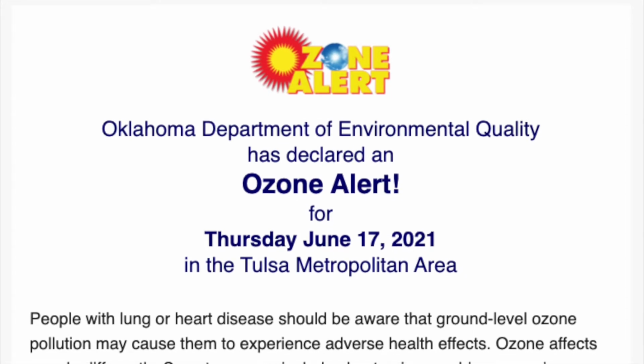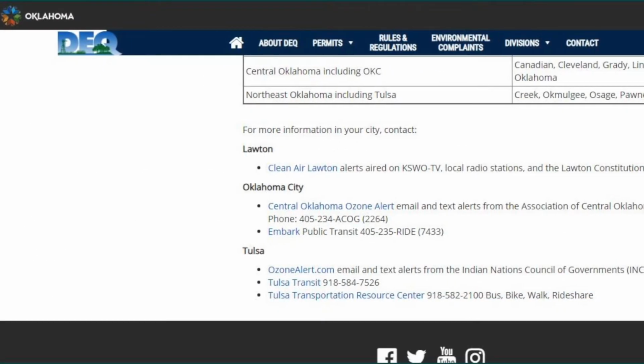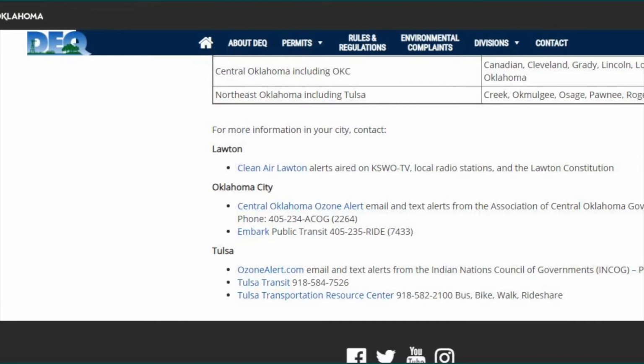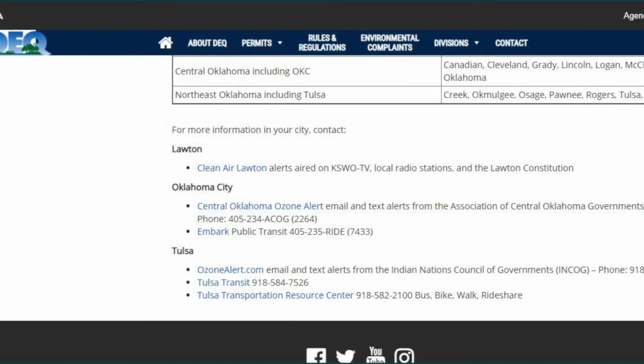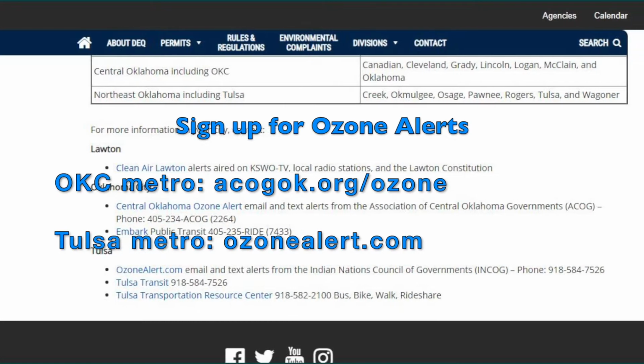Here's what an Ozone Alert looks like when issued by your local governments. You could see it mentioned on the local news, or you could receive notifications via email or text if you are signed up to do so. If you have not signed up for alerts, you can do so here.